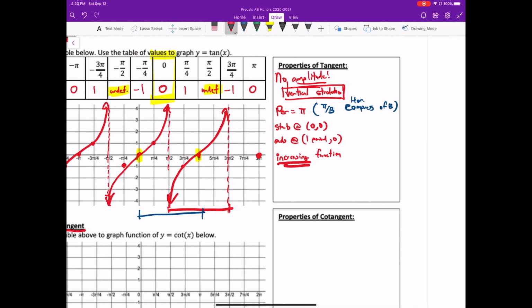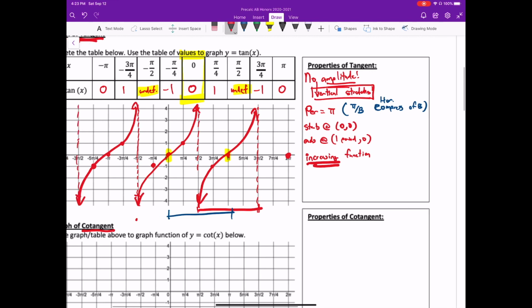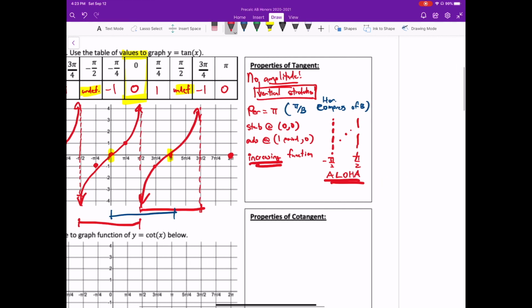If you want to remember a little trick, most people tend to define tangent from negative pi over 2 to pi over 2, and that actually makes the most sense. So if you want to use something like that, you could say asymptote, low, 0, high, asymptote from negative pi over 2 to pi over 2. It kind of spells out the word aloha. So that's an interesting way of remembering it. And then if you were to record a table of values, you would say x, y. You would put 0, 0 at the center, negative pi over 4, negative pi over 2, pi over 2, pi over 4, and it would go asymptote, low, 0, high, asymptote, or undefined. Okay, so we're going to use that if you decide to go the tabular method for transformations.